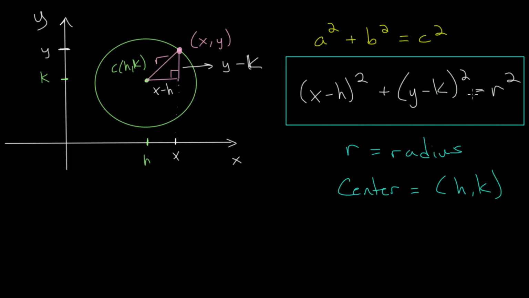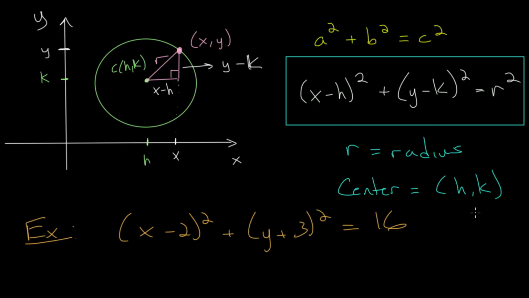So it might be helpful to see an example of this. Let's say that we have the equation x minus 2 squared plus y plus 3 squared is 16. Now, we know that this is equal to the radius squared. So this right here is the radius squared. If we want, we can even write that as 4 squared. And you can see right away that r, the radius, is equal to 4. And its center is at h comma k.